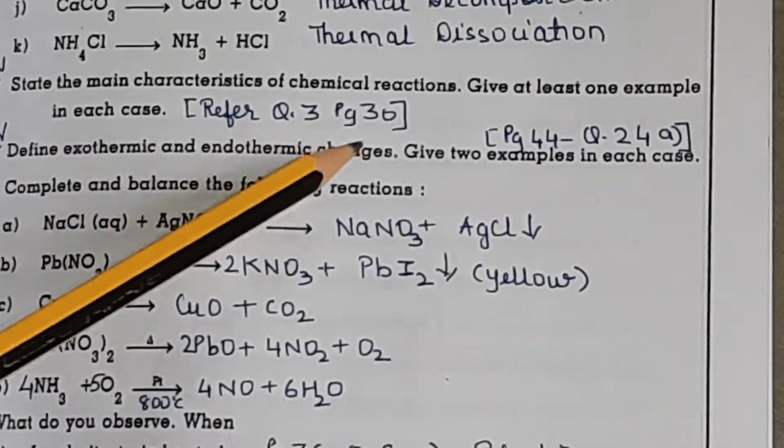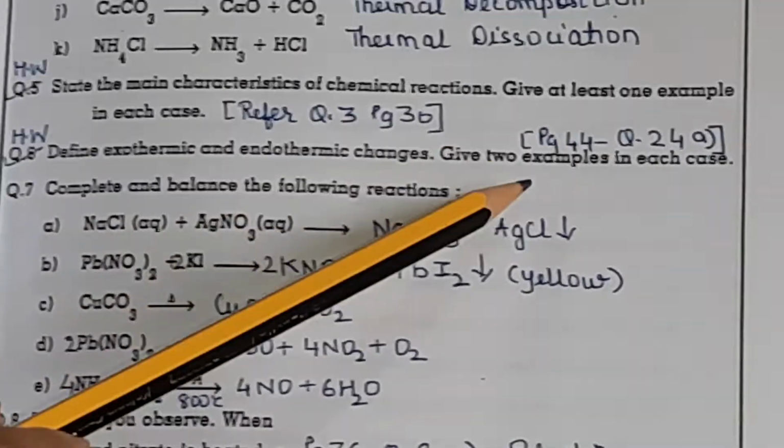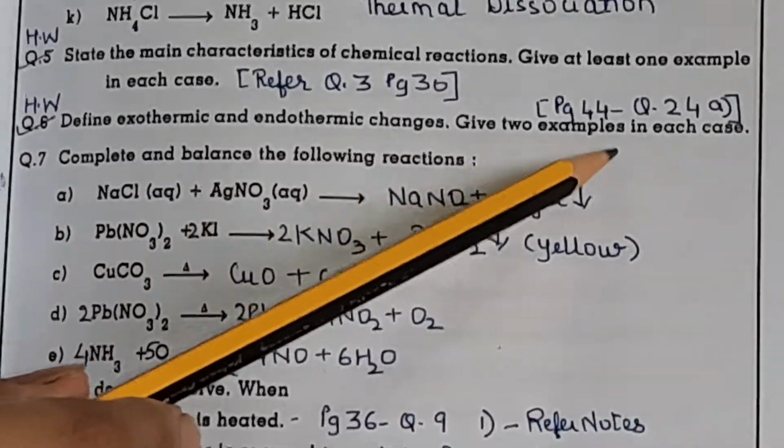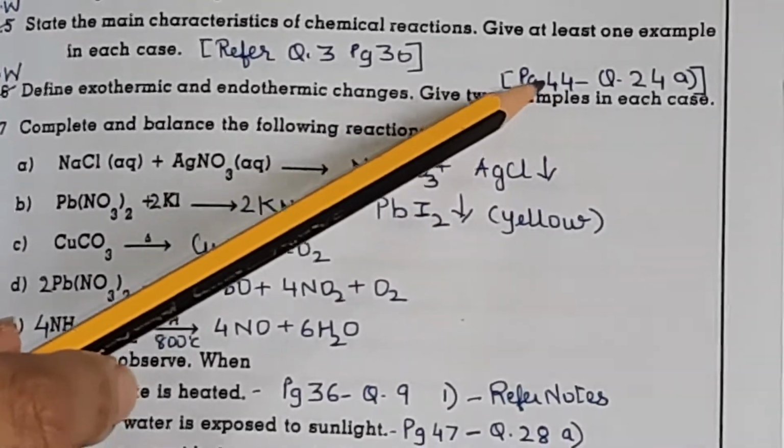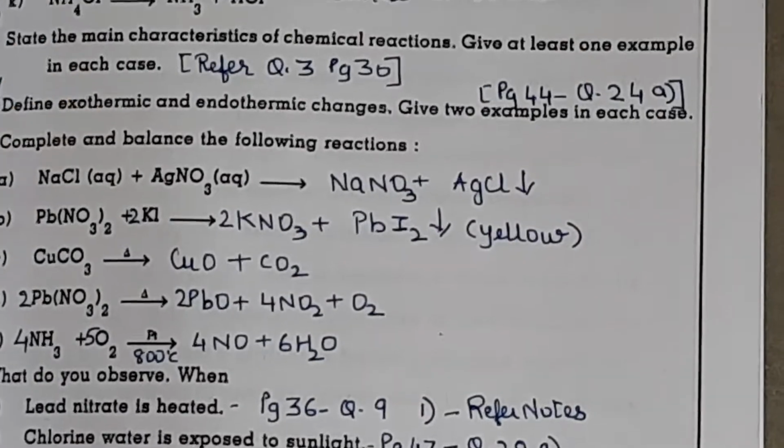Exothermic and endothermic, give 5 stars, very very important, and you have to give 2 examples in each case. So that is on page 44. So these 2 are your homework.